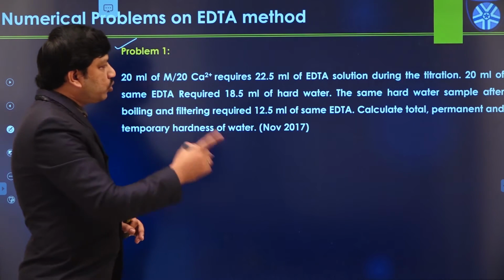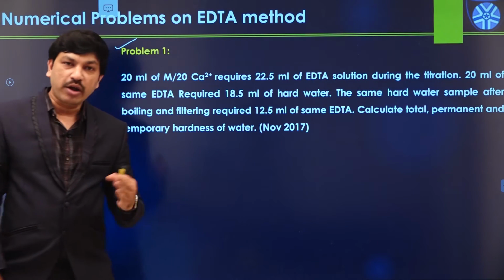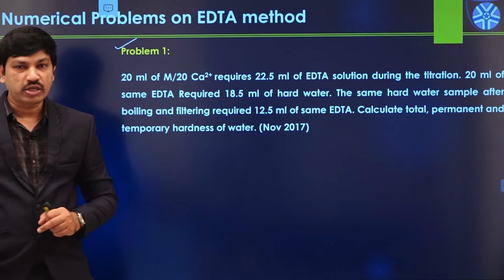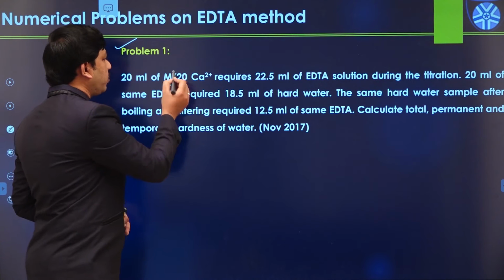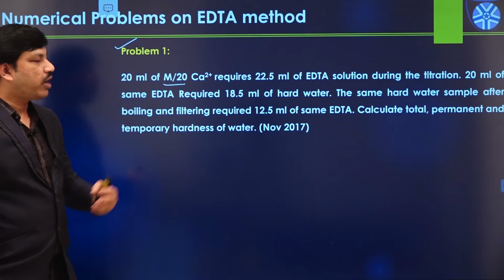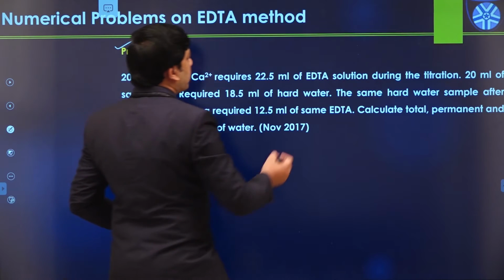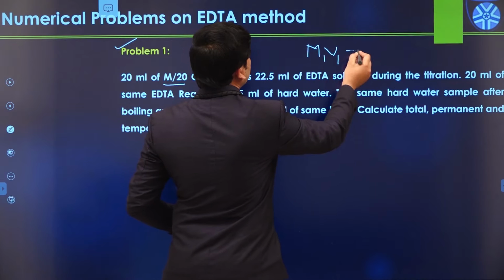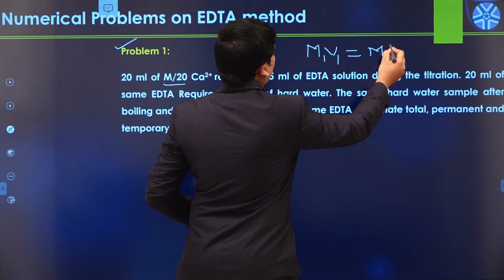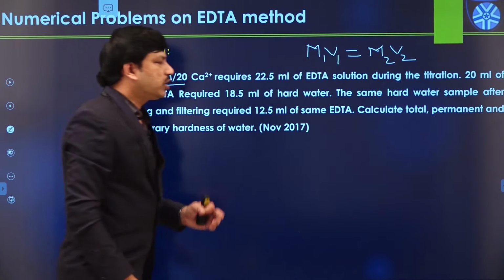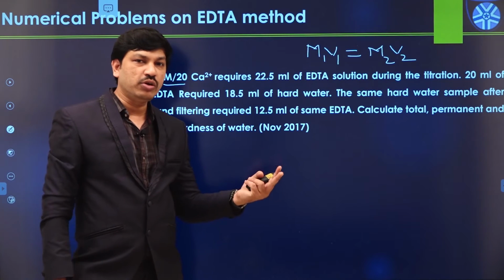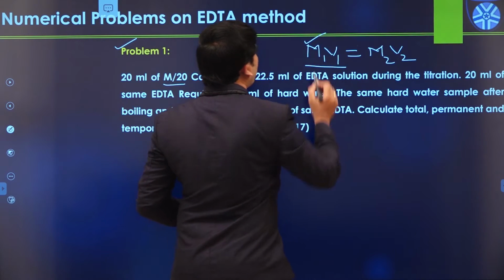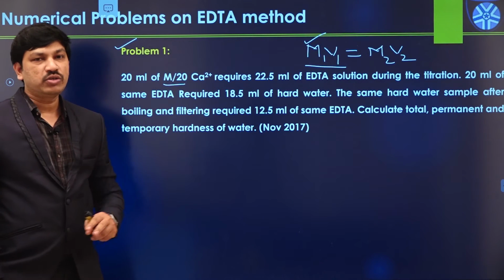Throughout the EDTA method, we follow the molarity scale only, and in this case also they depend on the molarity scale. For example, here they mention M/20, which is also the molarity scale. In the molarity scale, what formula are we using? M1V1 = M2V2. If you have two solutions, one known and one unknown, M1V1 refers to the known values and M2V2 refers to the unknown values.